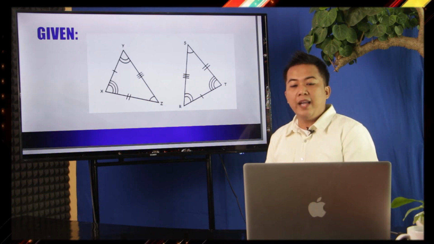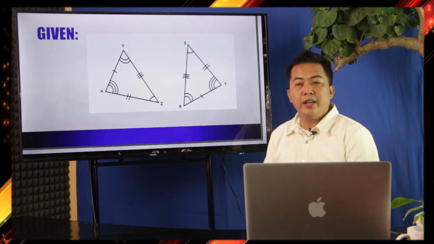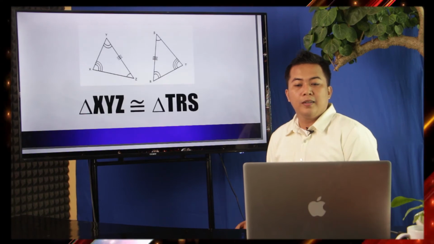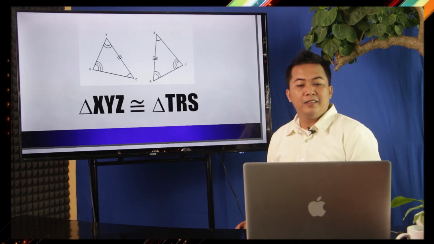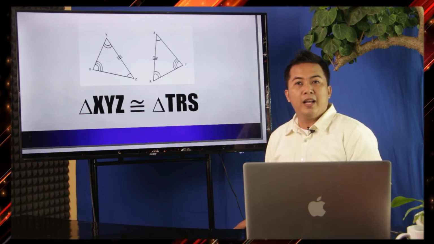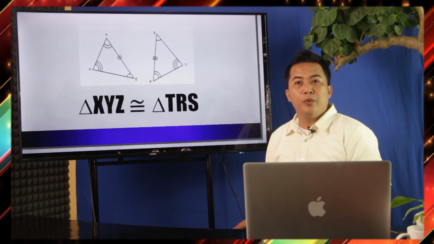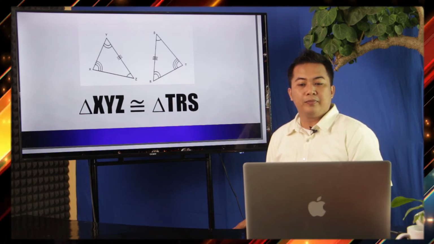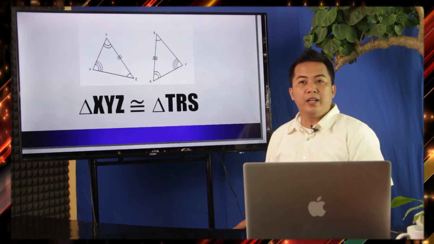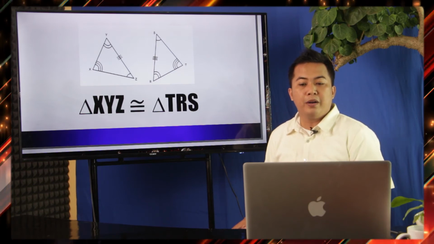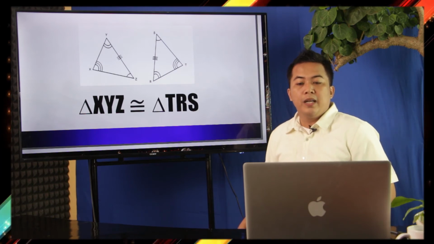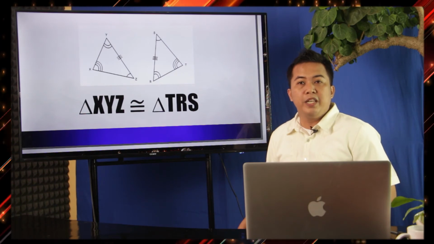Now, can you write it in symbols? Triangle XYZ is congruent to triangle TRS. Did you get the correct answer? Very good. That is the symbol for triangle XYZ is congruent to triangle TRS. Again, take note, when naming two congruent triangles, there must be a proper correspondence in the vertices. In simple terms, matching on the vertices must be followed.